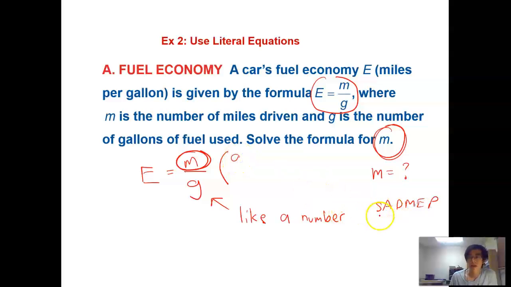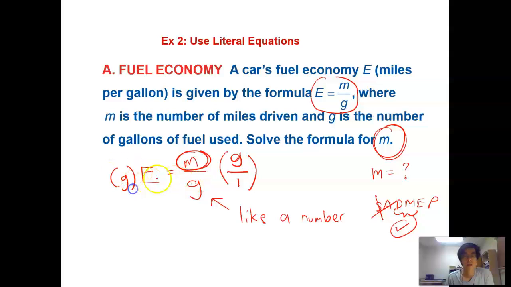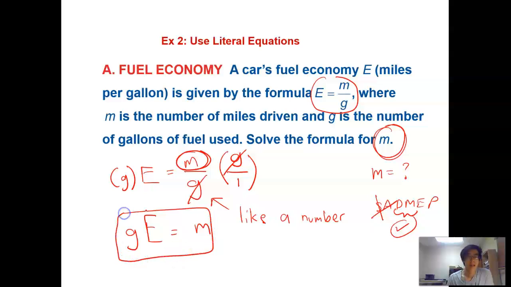Okay, so once again, I'm doing SAT math. I don't have any addition or subtraction, so I'm jumping onto division and multiplication. So I'm multiplying G over here and also G over here, because whatever we do to one side, we do to the other side, and these are going to cancel out like that. So what I end up getting is G times capital E equals M. And since it's all by itself, this is what I get. That's my basic formula when I find M by itself.